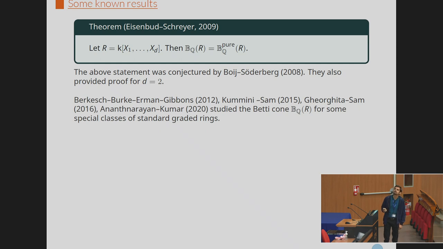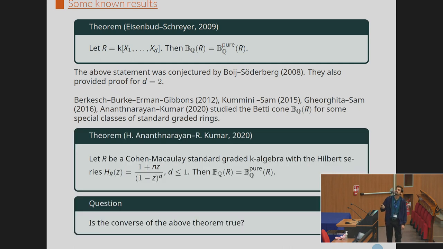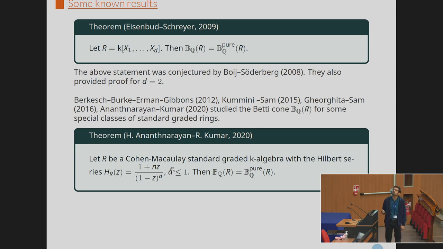After their work, several people tried to analyze this Betti cone for other classes of rings. For example, this paper studies the Betti cone for K[x,y] modulo a quadric. Kummini and Stamps studied it for the rational normal curve. Gheorghita and Sam studied it for three non-collinear points in the plane. And let's see one result from this paper of Anand Narayan and Kumar, where they consider Cohen-Macaulay standard graded K-algebras with this special Hilbert series of dimension at most 1. They prove that in this case also, the Betti cone and the pure cone are equal.